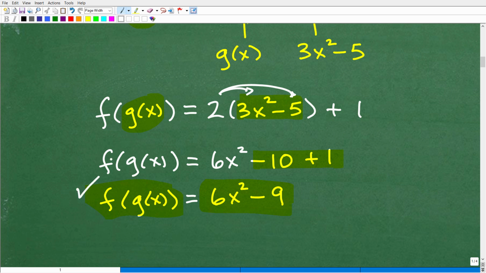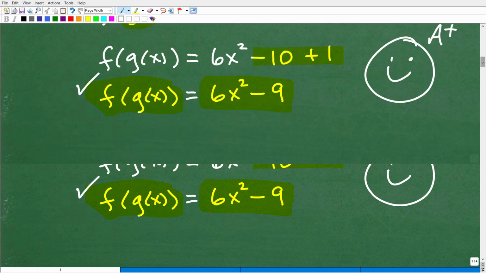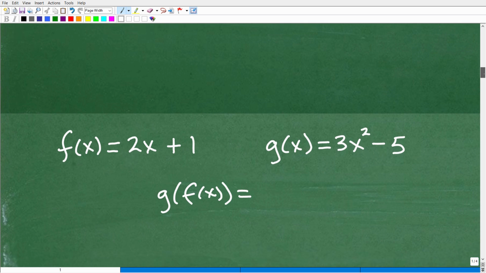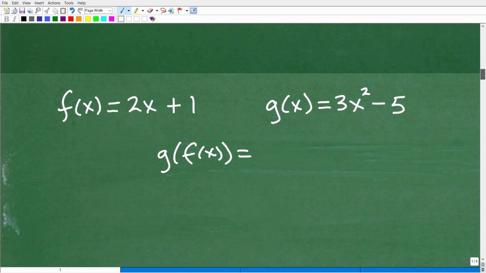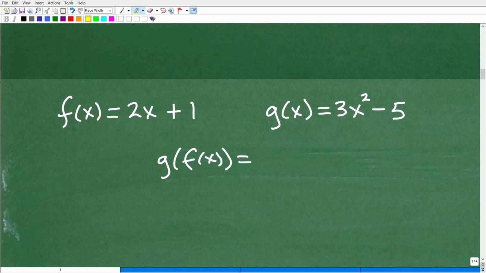Now if you did this problem with me and you understood this and you just wanted to check to make sure you got this right, well then that's fantastic. Let me give you a nice little happy face and an A+ for being such an astute math student. Well, guess what? I have a practice problem here for you just to make sure you know what you're doing. So here's our f of x function, and here's our g of x function. Same functions, but this time I want you to find out what g of f of x is.